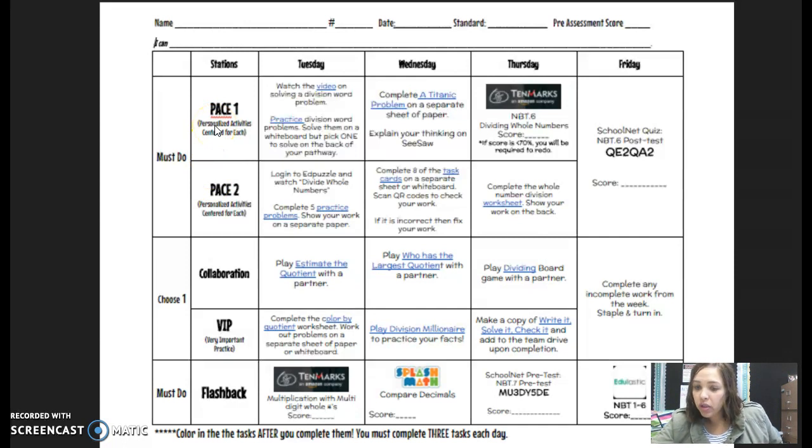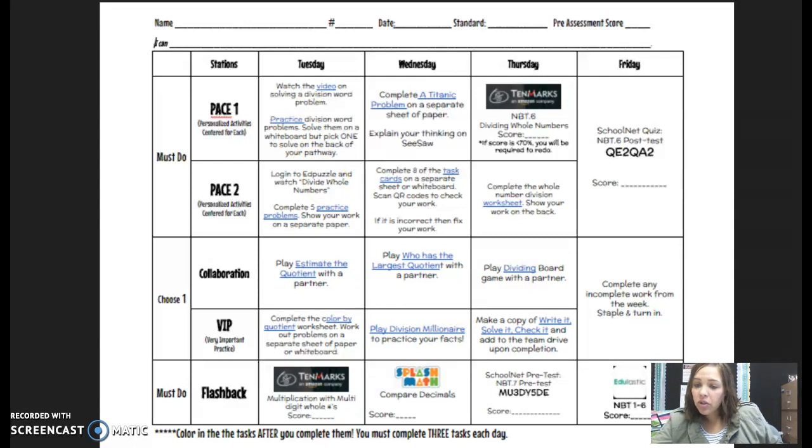If a student scores really well in the pre-assessment and we feel like they can be enriched within that standard, then their pathway is completely online. And it focuses on enriching them within that standard, PBL projects, anything just to take them beyond the standard. So you'll notice with Pace 1 and Pace 2 on Tuesday, they're going to watch a video. And Pace 1, those on-grade level students, are going to jump into division word problems. Whereas Pace 2, those kids are going to go back and get those foundational skills that they were lacking.